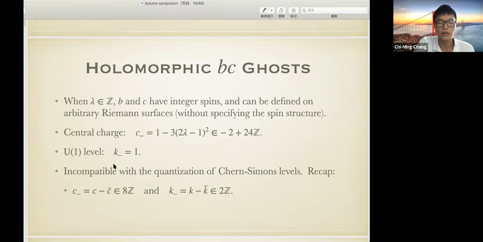So this is incompatible with the quantization of the Chern-Simons level. And I rewrite the quantization here. So we see that it's just incompatible.